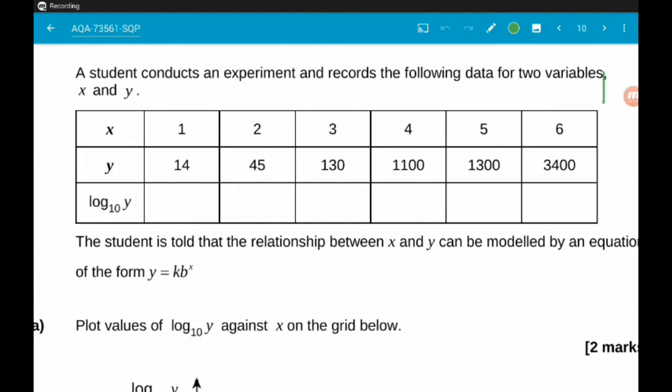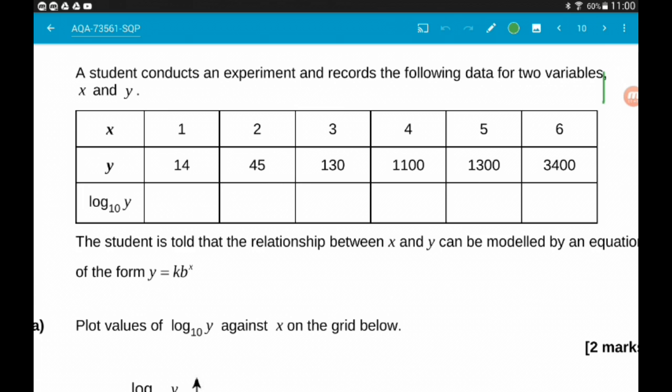Okay, here we go then. So, a student conducts an experiment and records data about two variables, x and y. So we got our values here in the table. The student is then told that the relationship between x and y can be modelled in the form y equals k times b to the x. Now part A asks us to plot the values of log base 10 of y against x on the coordinate grid down below.